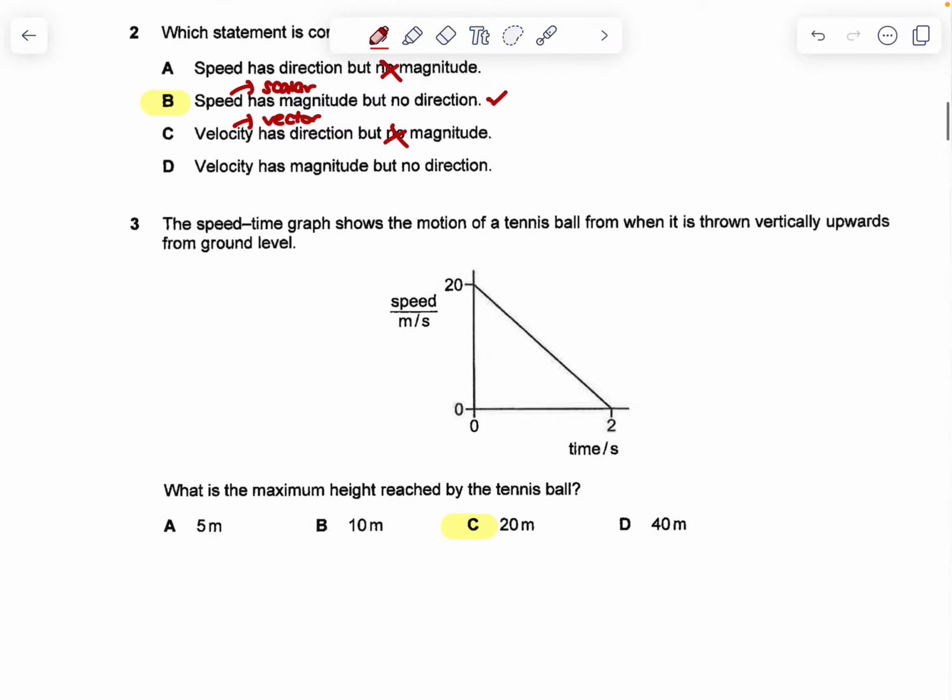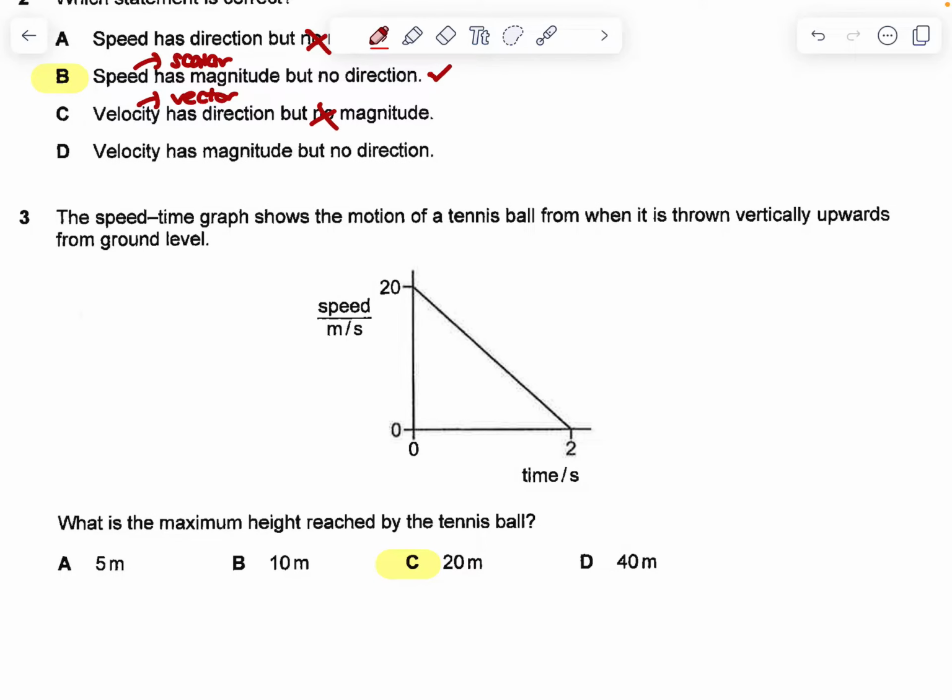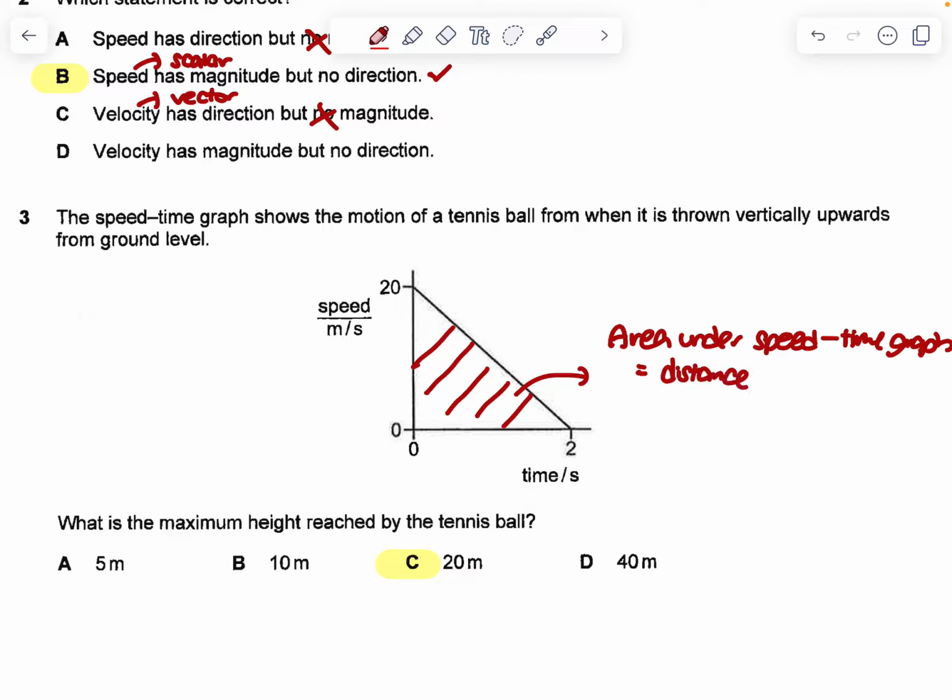Question 3. The speed time graph shows the motion of a tennis ball when it's thrown vertically upwards from ground level. What is the maximum height reached by the tennis ball? So as we know, the area under a speed time graph will give you the distance. You just use half base times height. Half times 2 times 20 should give you 20 meters.